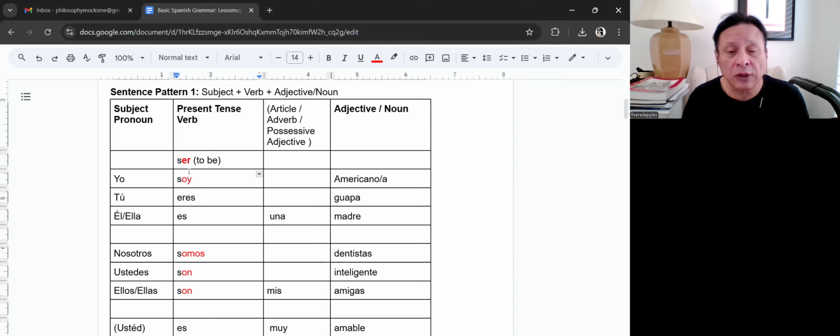Ellas son mis amigas. Mis is the possessive adjective. A lot of people call this a pronoun. I don't know why people do that. I see it in textbooks. It's not a pronoun. Why is it not a pronoun? Because it's modifying a noun. What do adjectives do? Modify nouns, right? So if something is modifying a noun, it is an adjective.